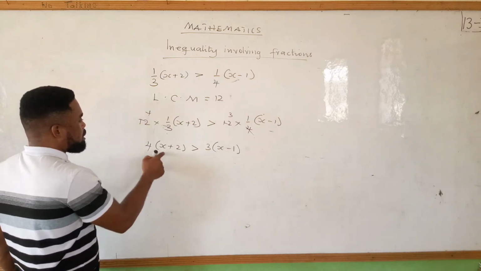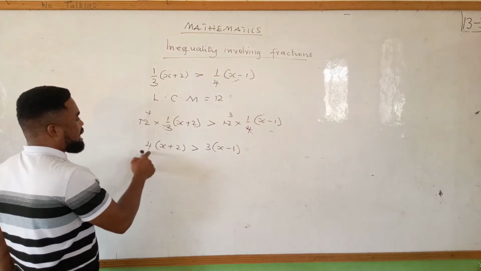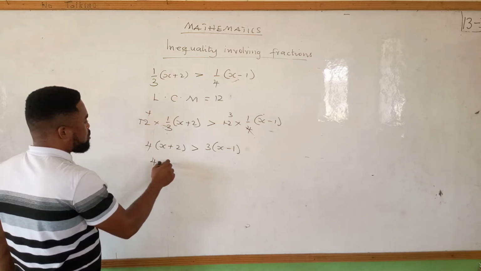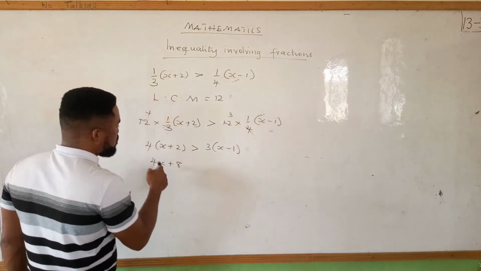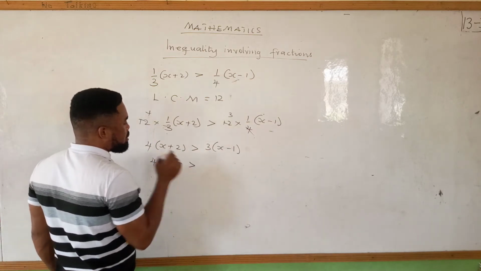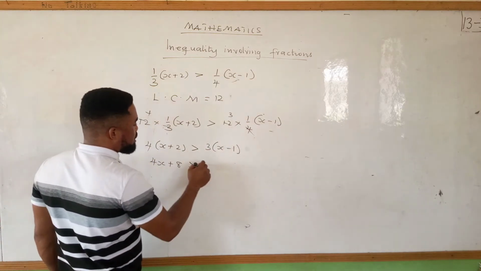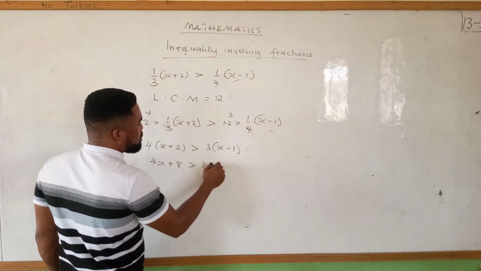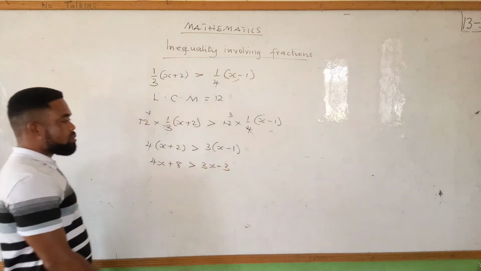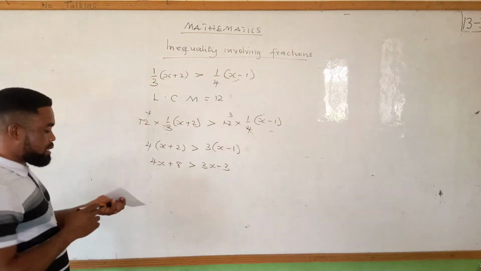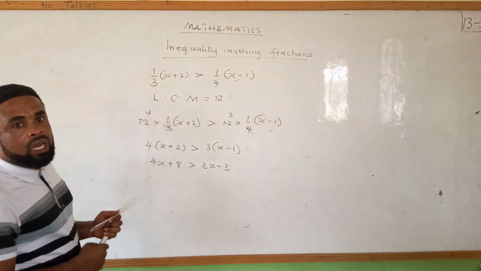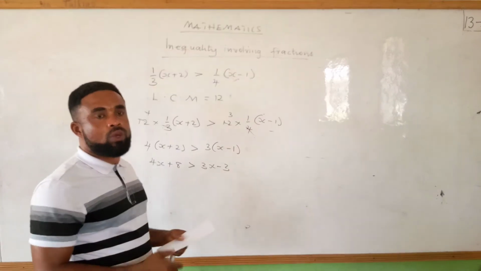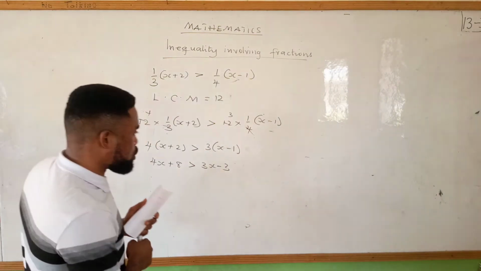So 4 by the same signs, positive. So we have positive 4x. Then plus 8. That is 4 times 2. They are all positive, so we have a positive answer. Greater than 3 times x will give us 3x. But 3 times negative 1 should give us negative 3. So you should know, when the signs are different, when you're multiplying, you should have a negative answer. When the signs are the same, when you're multiplying, you should have a positive result or answer.